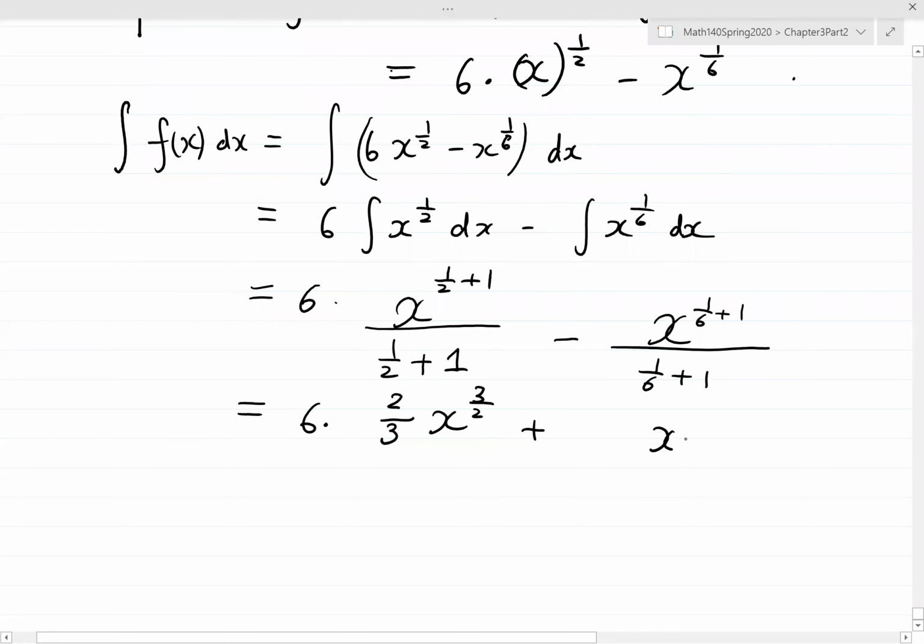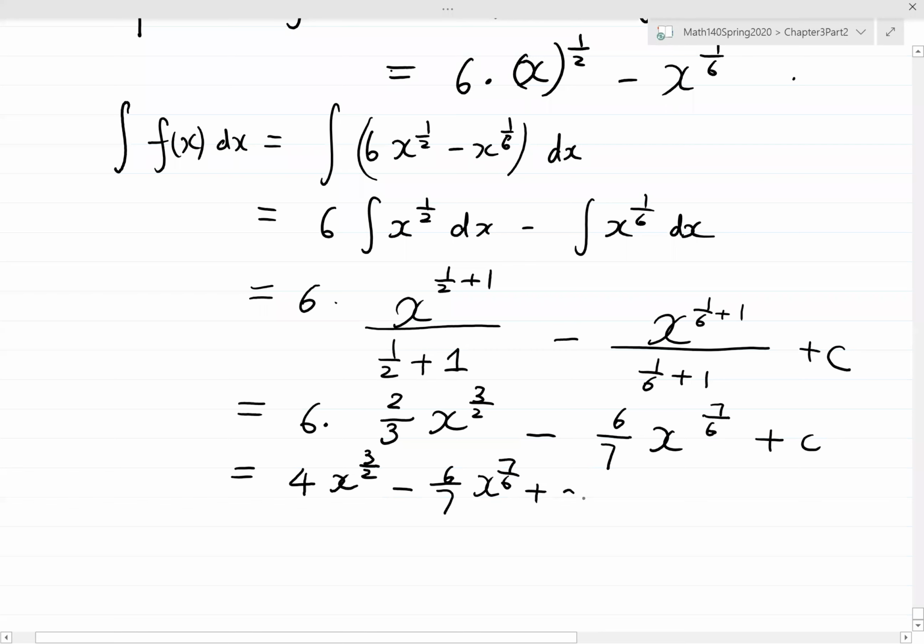Now for the other term, x to the power 7 over 6, you divide by 7 over 6, so you multiply by 6 over 7. Then you get 4x to the power 3 over 2 minus the other term. Oh, don't forget the constant c, sorry. Okay, then you're done.